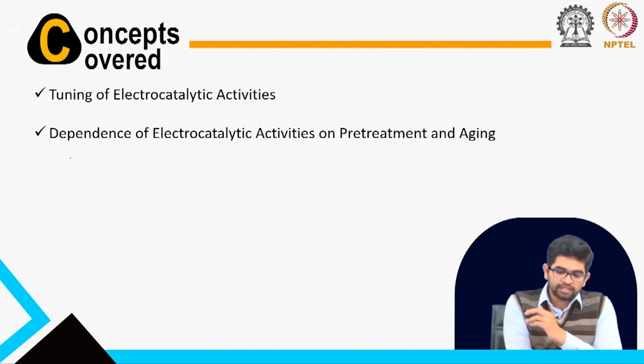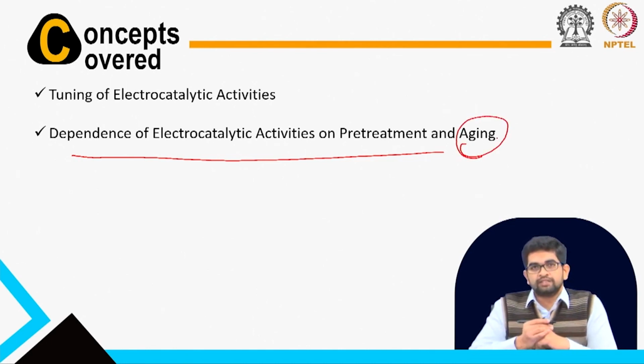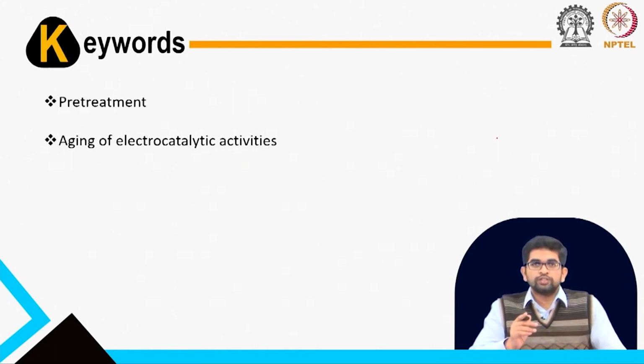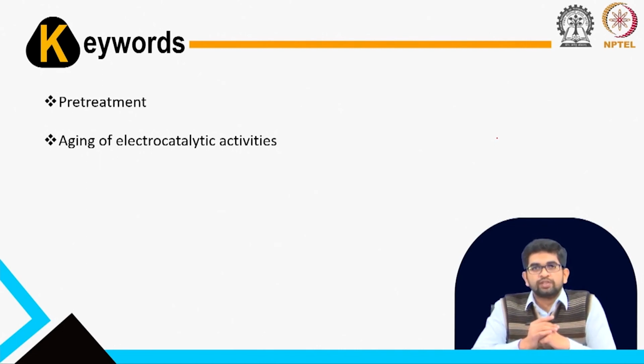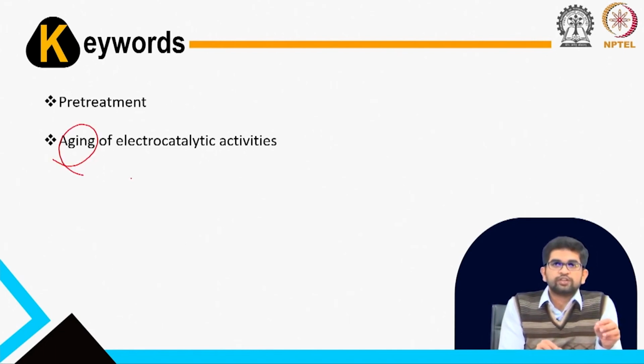The dependence of catalytic activity on the pretreatment also depends on the aging behavior, meaning that with time this highly catalytically active phenomenon may change, right? That's why you have to be careful, and you should have this kind of information. So the main key points of this lecture are the pretreatments and the aging of the electrocatalytic activity.